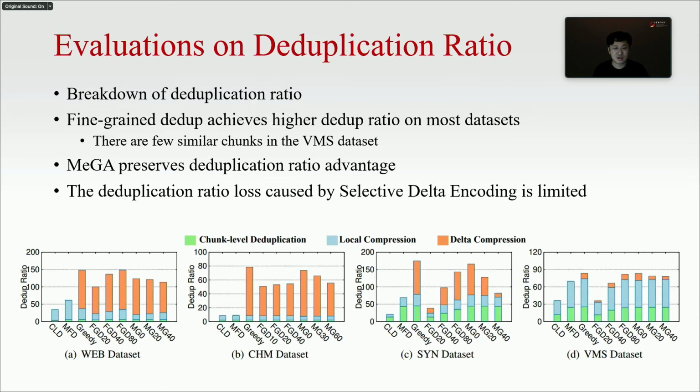Then we consider the deduplication ratio. Fine-grained deduplication approaches usually have a much higher deduplication ratio than chunk-level approaches, and Greedy is the highest one. The VMS dataset does not have many similar chunks, and all fine-grained approaches do not achieve a much higher deduplication ratio on this dataset. The deduplication ratio loss caused by selective data encoding is limited, except on the synthetic dataset. It is because modifications in this dataset are completely random and non-natural. Generally, Mega preserves a deduplication ratio advantage of fine-grained approaches.